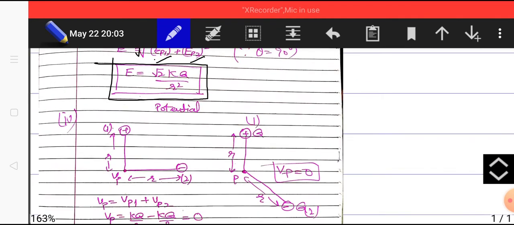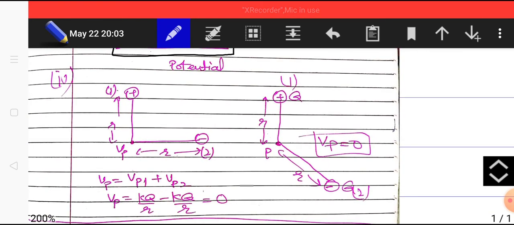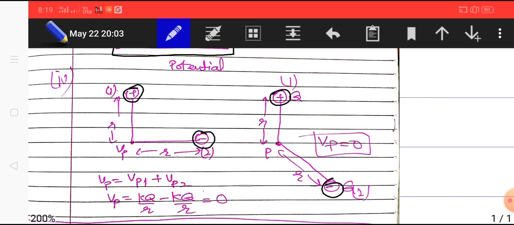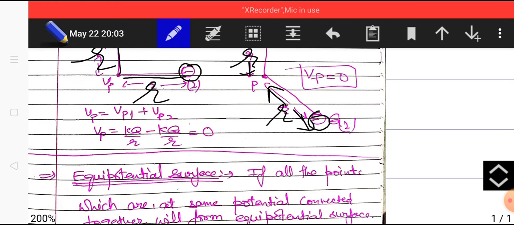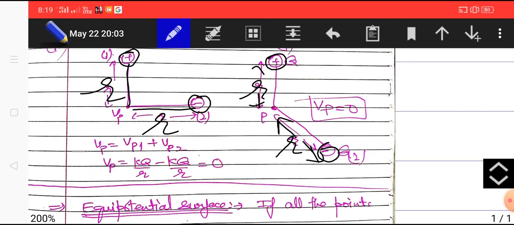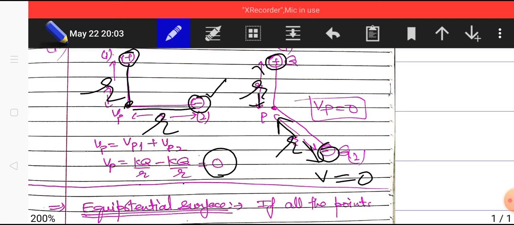But this is not the case with the potential. If you are calculating potential, then whether the charges are at these two positions or at these two positions, it doesn't matter, as long as the distance is r. The value of potential at point P is going to be the same. So potential at point P is equal to kq/r₁ - kq/r₂, because this charge is negative, so it is 0, and in this case potential is also 0.